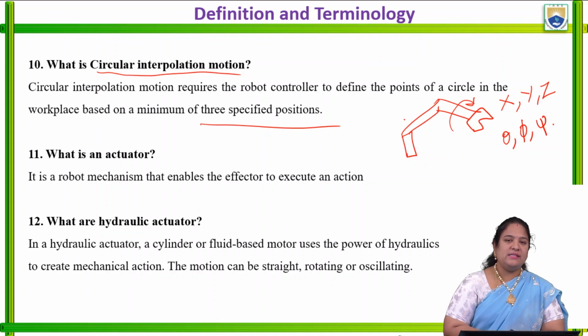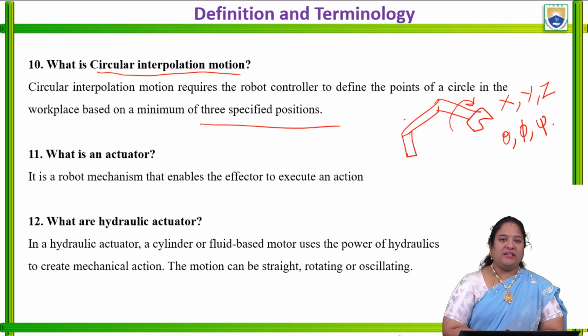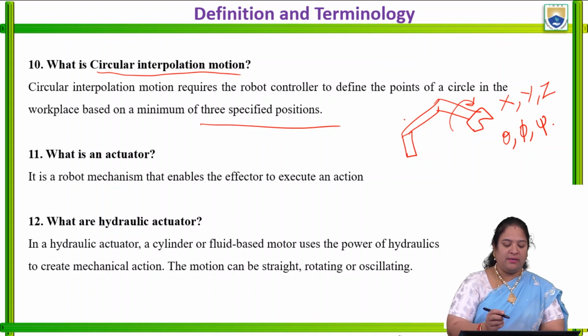Next, what is an actuator? An actuator is something which is used to move the manipulator of the robot. The actuator is the action which has been taken to produce movement in the robot's manipulator. That is known as an actuator. So here in actuators we have 3 types of actuator.